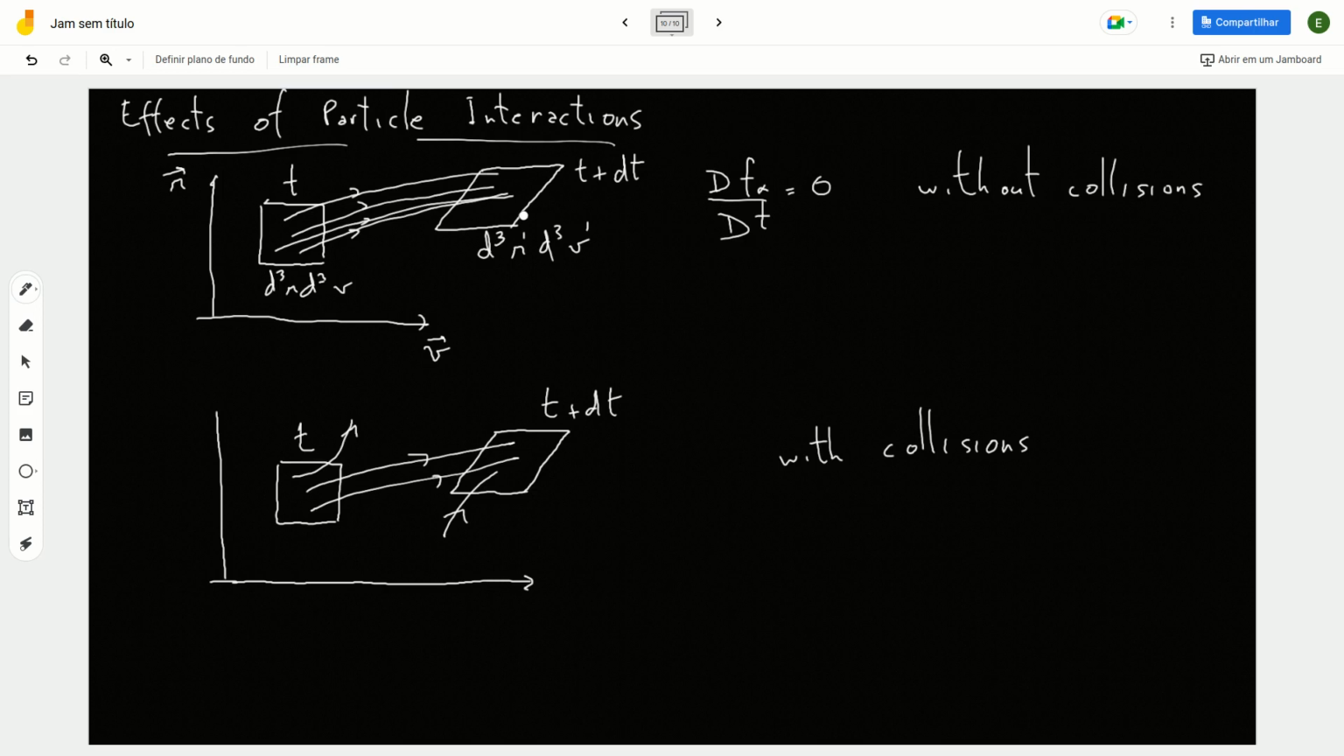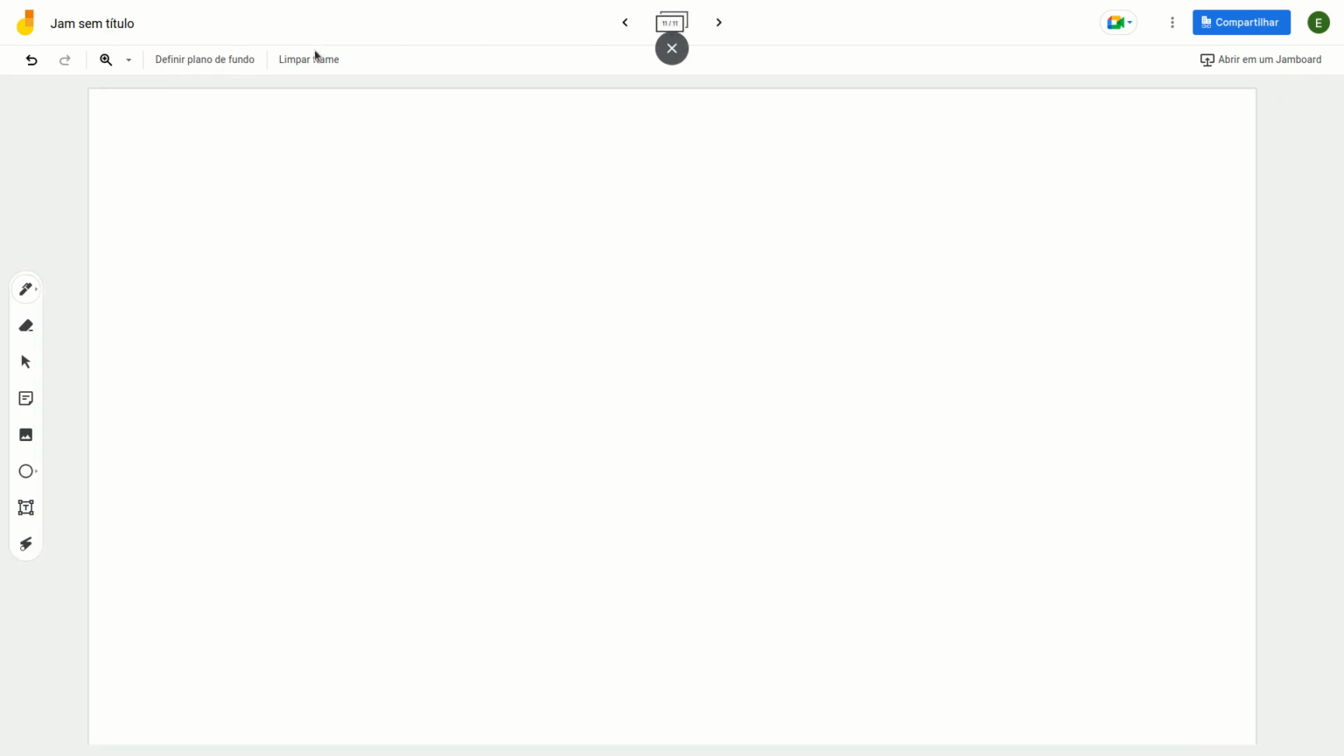The distribution function is constant with time, so it doesn't change. But if you do have collisions in your system, so this is again V with R, then it may happen that some of the particles that were in the original box will, through collision, be diverted to some other direction. So you lost this one, and there may be some other particles that are entering the new volume because of their own collisions. So you don't have conservation of the distribution of particles in this case. So how can we write the Boltzmann equation in this situation?